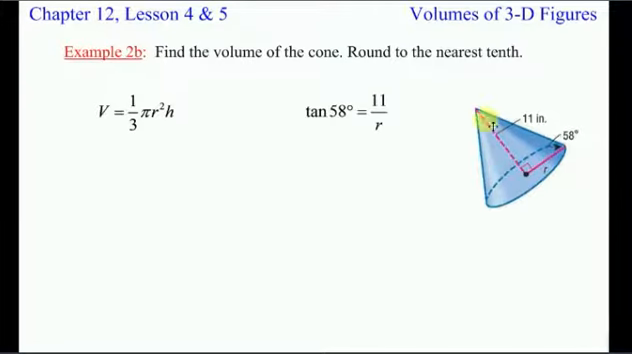So I can find that using the tangent, since I know opposite and adjacent. The opposite is the 11, the adjacent is the radius. So I'm going to do tangent 58, opposite over adjacent. Now I have to solve this for r. So I'm going to multiply by r, and then divide by tangent 58. And now I can simplify that, type that into your calculator. That's approximately 6.9 for the radius.